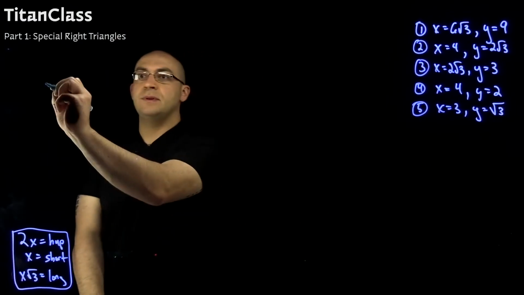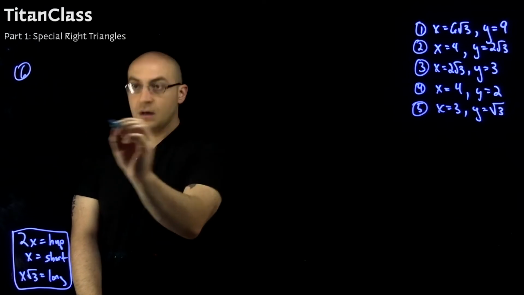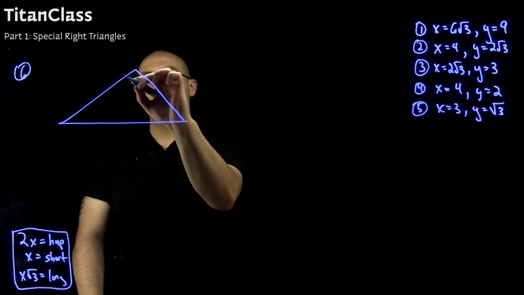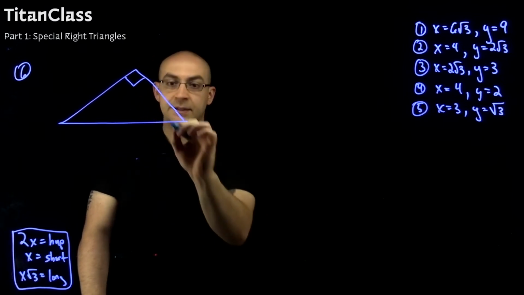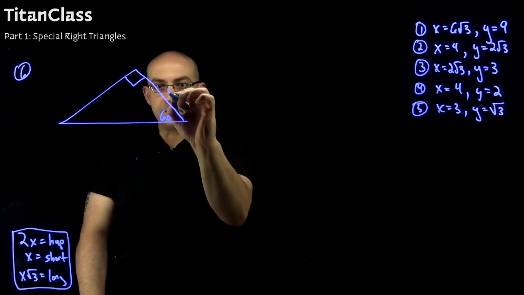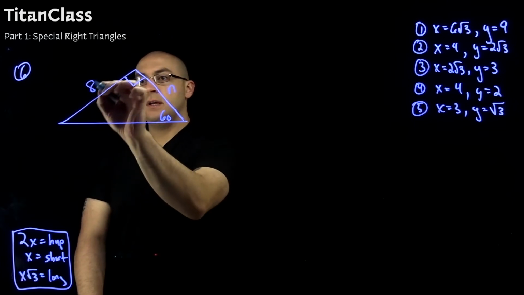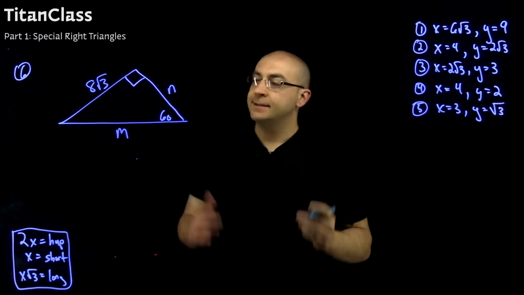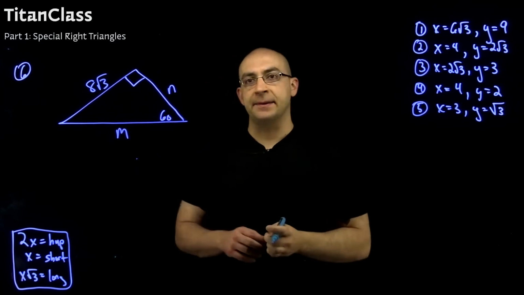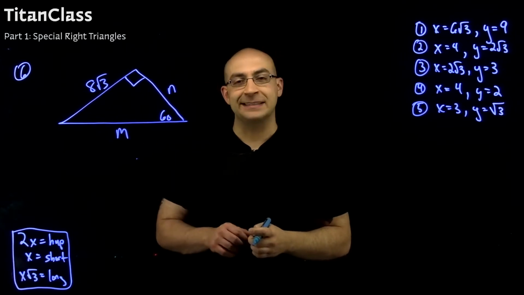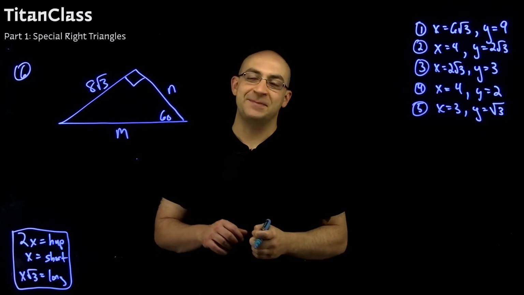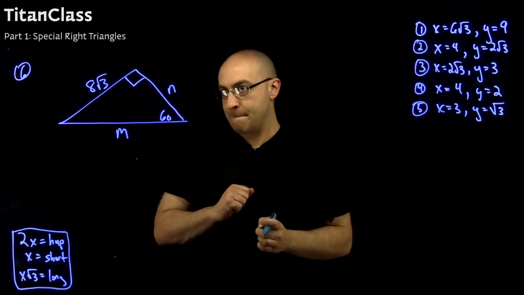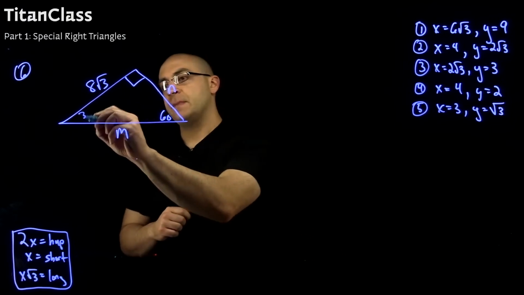All right, so number 6, our triangle looks kind of like that. And this is the right angle box. 60 degrees, n, 8 root 3 m. Okay, still a 30, 60, 90. It's on its side a little bit. I apologize again for the drawing. I was never really a good art person. So here we go. 60 degrees, 30 degrees.